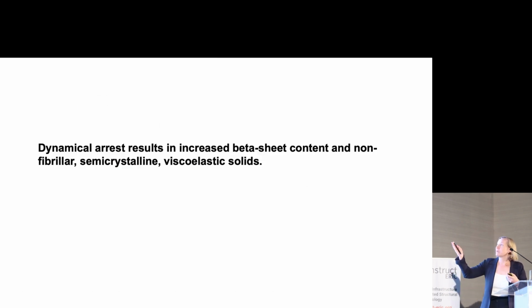So this dynamical arrest results in increased, I didn't show you this, but it results in increased beta sheet content. We looked at this by FTIR. There is increased beta sheet content, although we don't see any fibrils forming. And this turns these viscoelastic fluids into non-fibrillar viscoelastic solids.